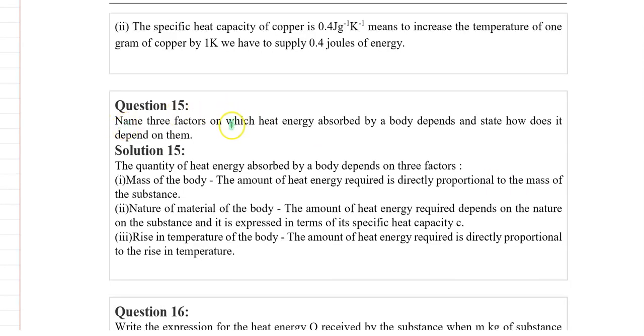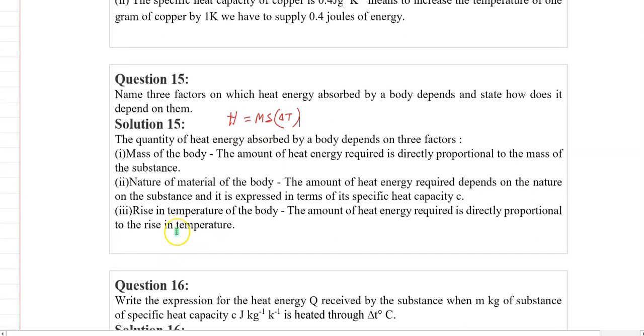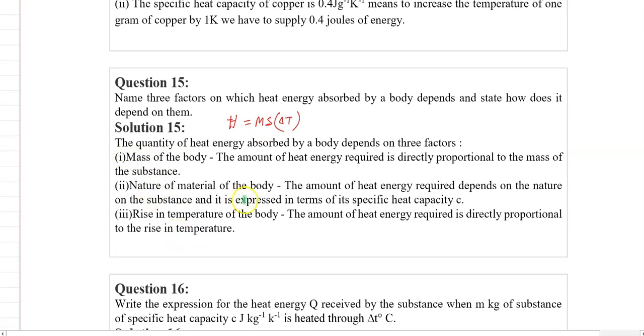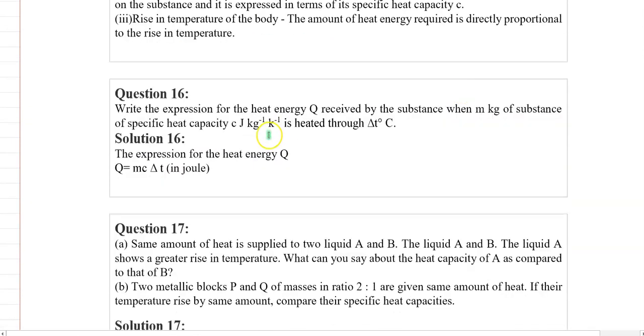Next question: name three factors on which the heat energy absorbed by a body depends, and state how it depends on them. We know the heat energy absorbed by the body H equals m s delta T. That means H is proportional to mass, to specific heat capacity, and to temperature difference. The three factors are the mass of the body, the nature of the material of the body, and the rise in temperature of the body. Write the expression for the heat energy Q received by a substance of mass m and specific heat capacity c when heated through T degrees. We know Q equals m s delta T.